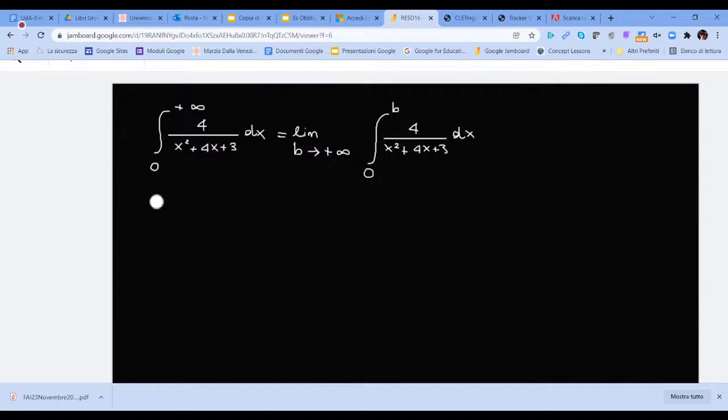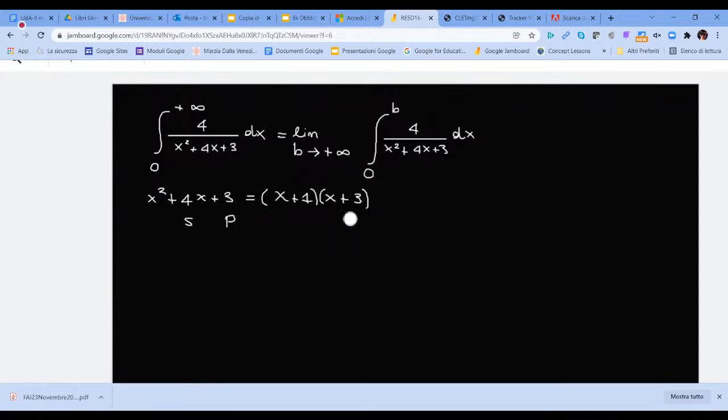So first of all, we compute the roots of the polynomial, but I think it is very simple because this is a special trinomial where you have the sum of two numbers that gives 4 and the product of the two numbers that gives 3, and these two numbers are 1 and 3. x plus 1 times x plus 3 is a factorization of this polynomial.